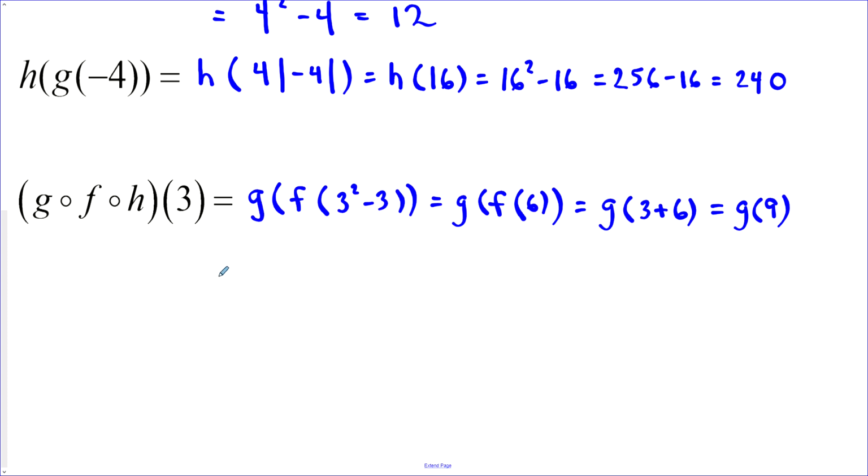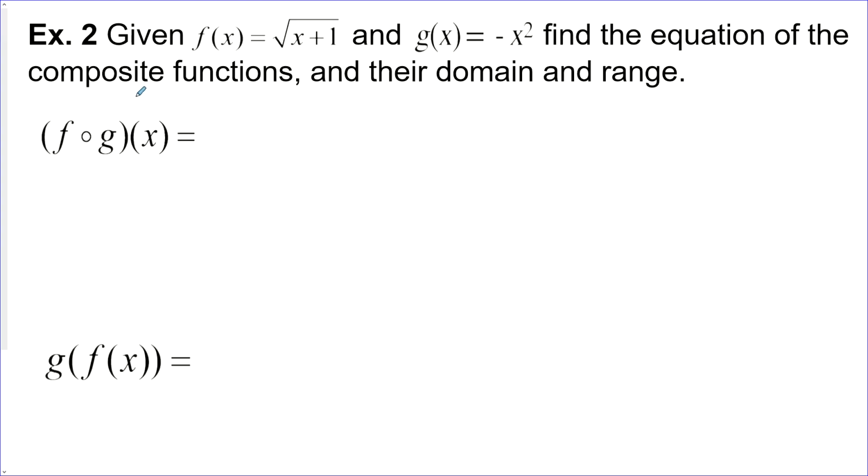And g is 4 times the absolute value of x. So 4 times the absolute value of 9, which is 36. Example 2, we have f of x and g of x given here.